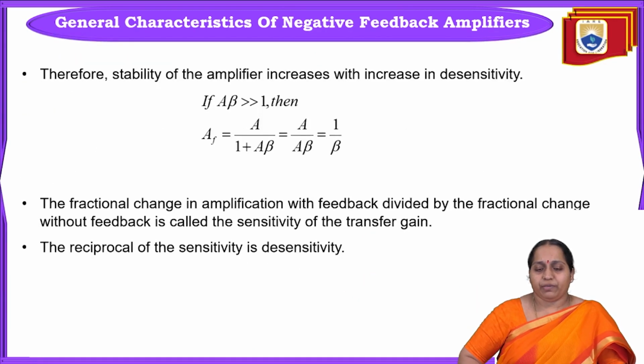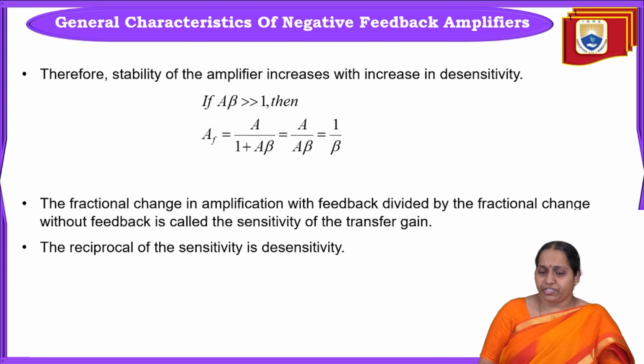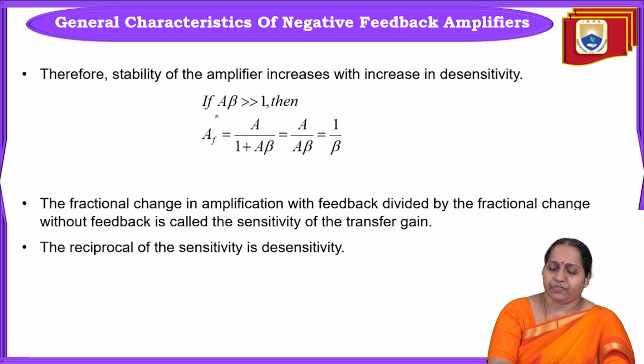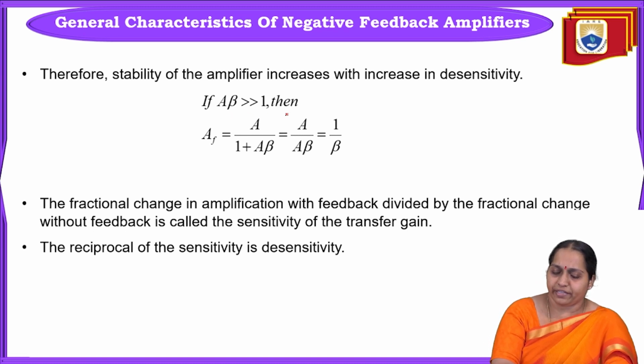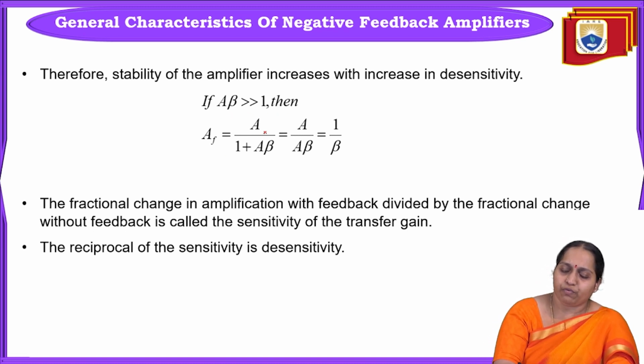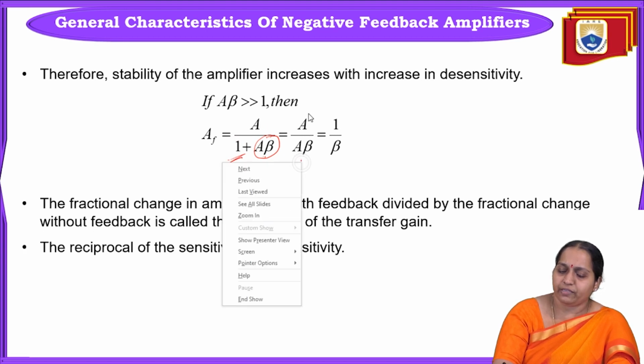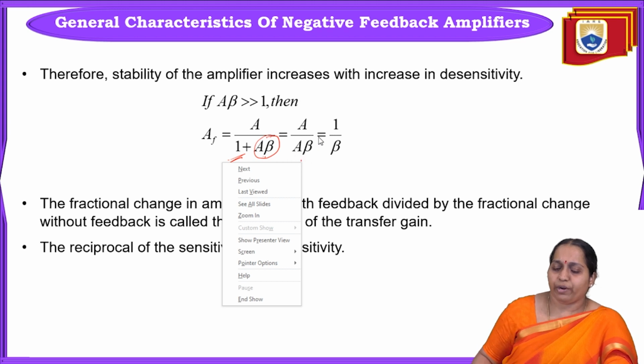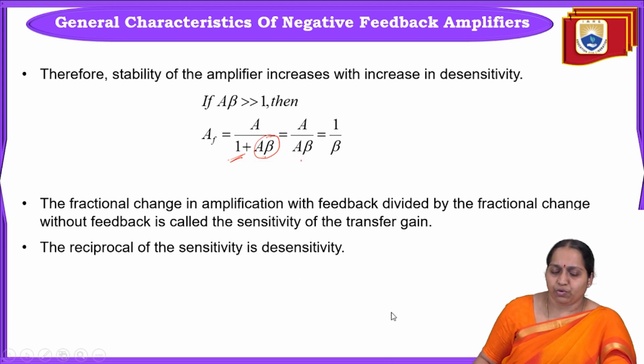Now, the stability of the amplifier increases with increase in desensitivity. How? Generally A is far greater than 1. So if A beta is far greater than 1, then AF equals A by 1 plus A beta, and I can ignore the 1 compared to A beta. So A by 1 plus A beta is replaced by A by A beta, then A gets cancelled, and you have 1 by beta. So AF is equal to 1 by beta.